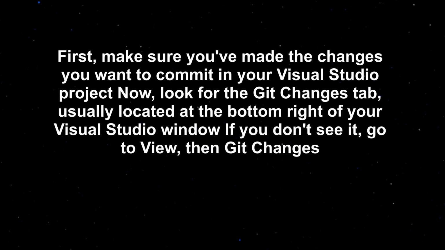First, make sure you've made the changes you want to commit in your Visual Studio project. Now, look for the Git Changes tab, usually located at the bottom right of your Visual Studio window. If you don't see it, go to View, then Git Changes.